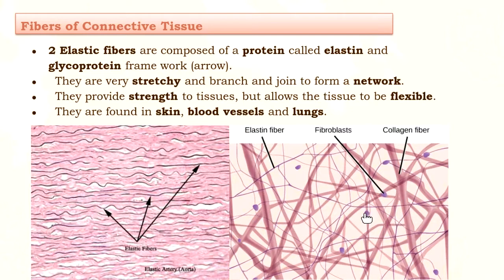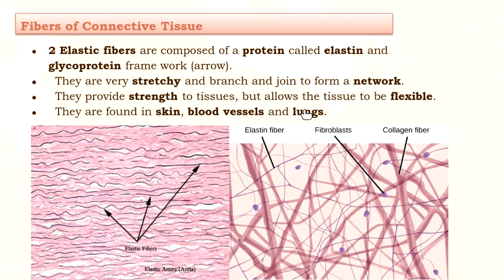The elastic fibers are composed of a protein called elastin and glycoprotein. They are very stretchy and branch and join to form a network. Here in the second picture you can see they are joining to each other to form the network. They provide strength to the tissue but allow the tissue to be flexible so that the tissue can flex on itself. Flexibility to the tissue is provided by the elastic fiber. That is why they are found in the skin, blood vessels, and lungs.